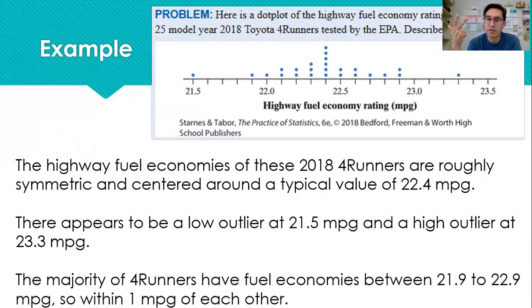Okay, and then now I just have to mention the 4th one, which is spread. Okay. So the majority of 4Runners have fuel economies between 21.9 to 22.9 miles per gallon. So they're pretty much within 1 mpg of each other, right? And that's, I would say, pretty consistent for cars, right? If a lot of cars can be within 1 mpg of each other, I would say that's showing pretty good, I guess, quality control at the car factory where they're manufacturing the cars if they can get within 1 mpg, right? You're not seeing cars with extremely low or extremely high mpgs, pretty consistent.